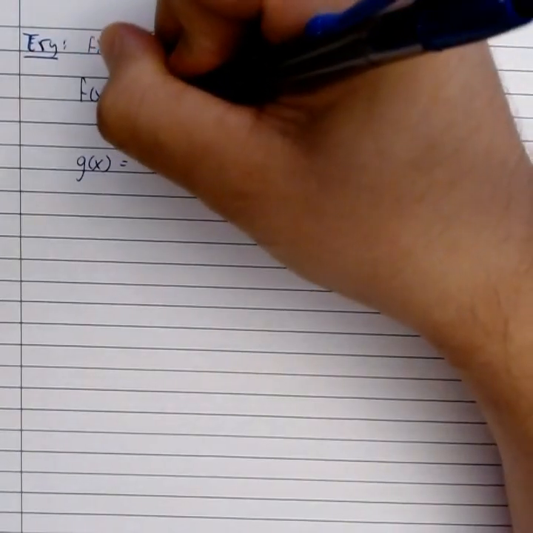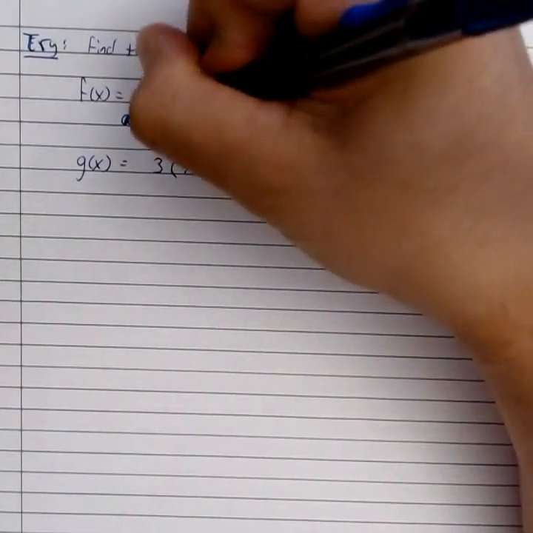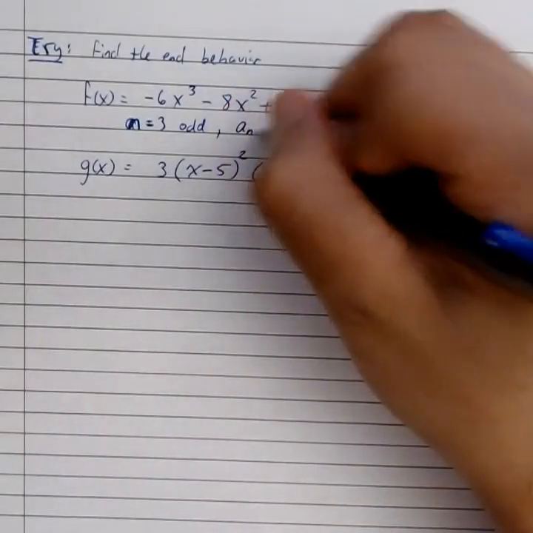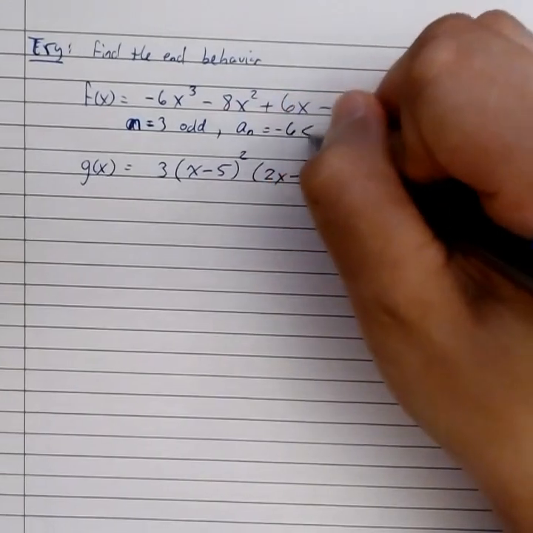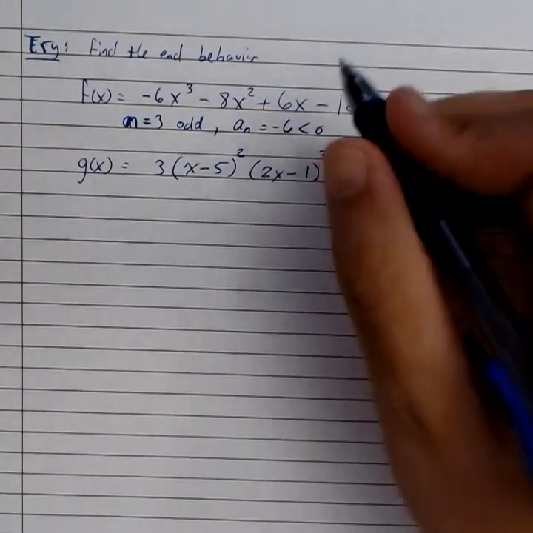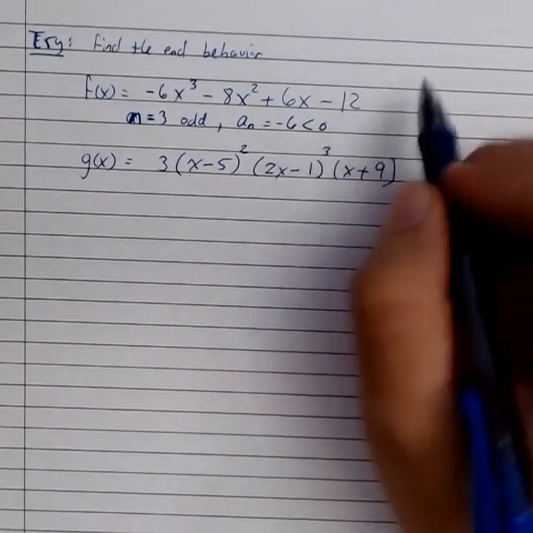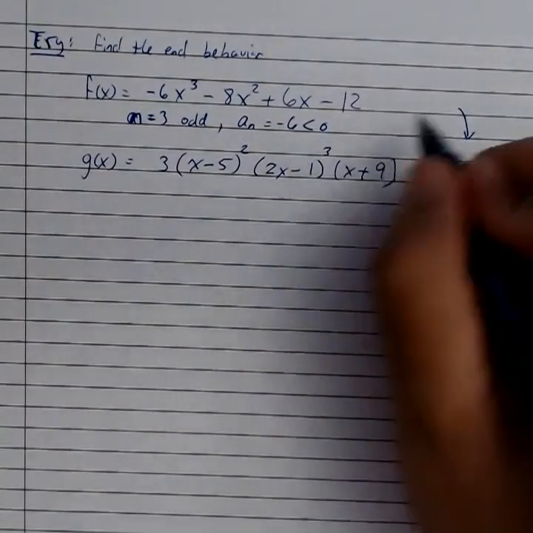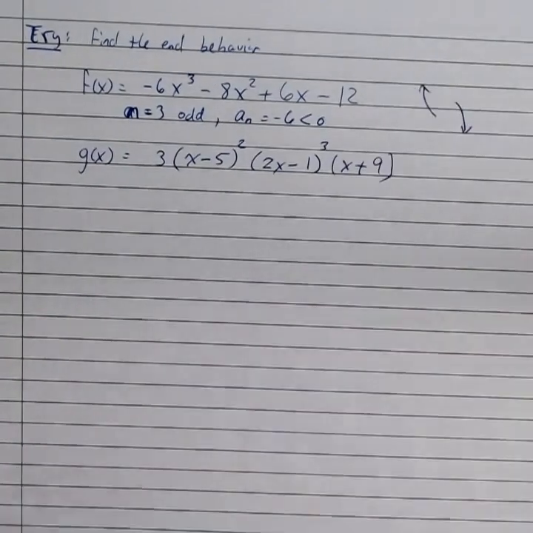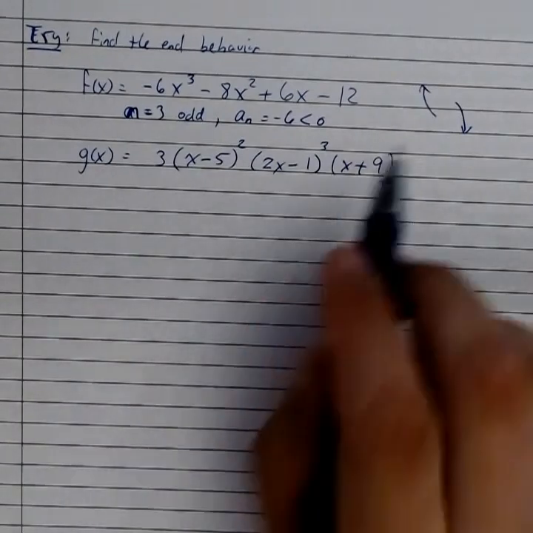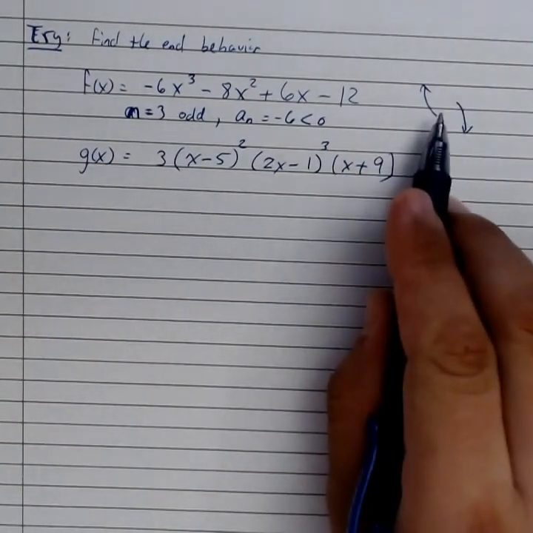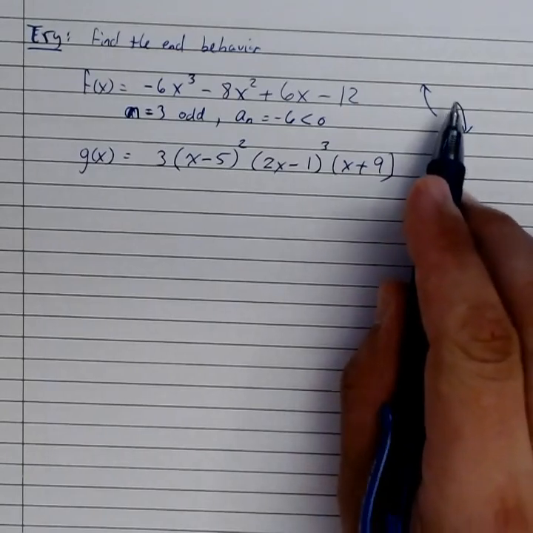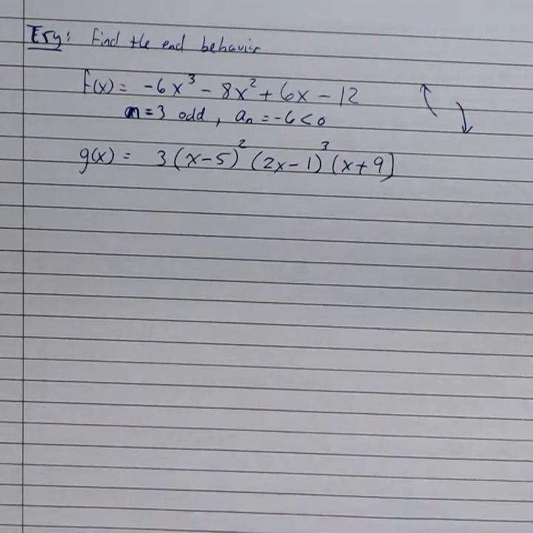Your n is equal to 3, which is odd. And your a sub n is equal to negative 6, which is less than 0. It's negative. So that means that your end behavior is going to go down to the right and up to the left. And there we go. That's our end behavior. We don't know what happens in between these two ends. We don't know if this just comes up smoothly or if there's a bunch of waves in there or what else happens in the middle, but we know the ends.